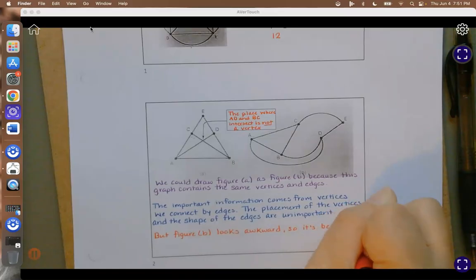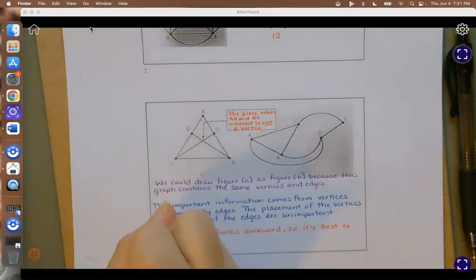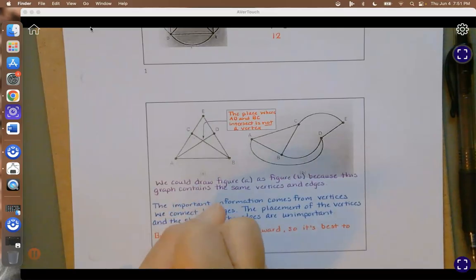And we're just going to fill out the rest of this sheet, and that'll be all the notes for today. And the rest of the notes in the packet will be for the next day.